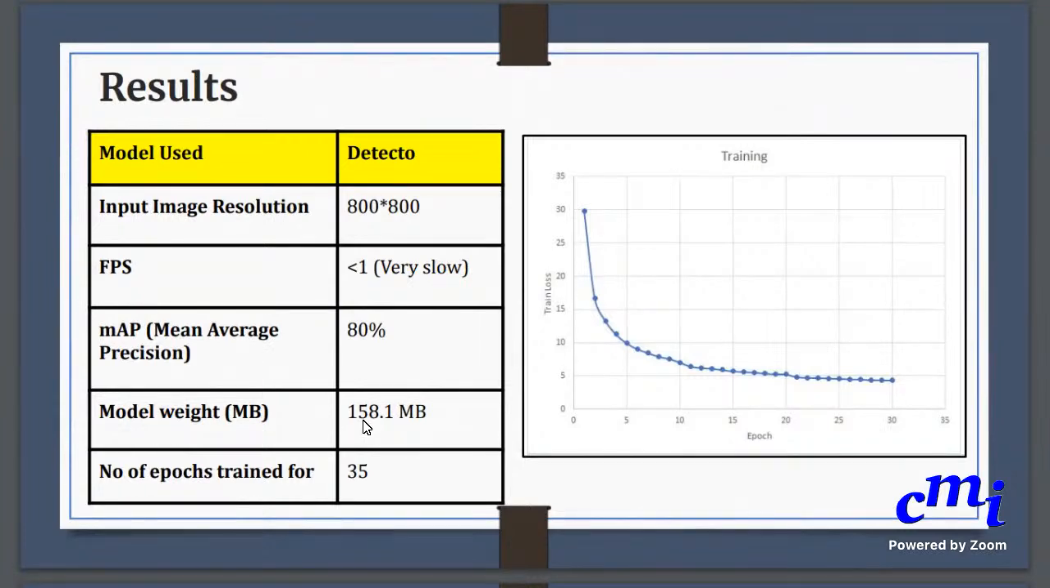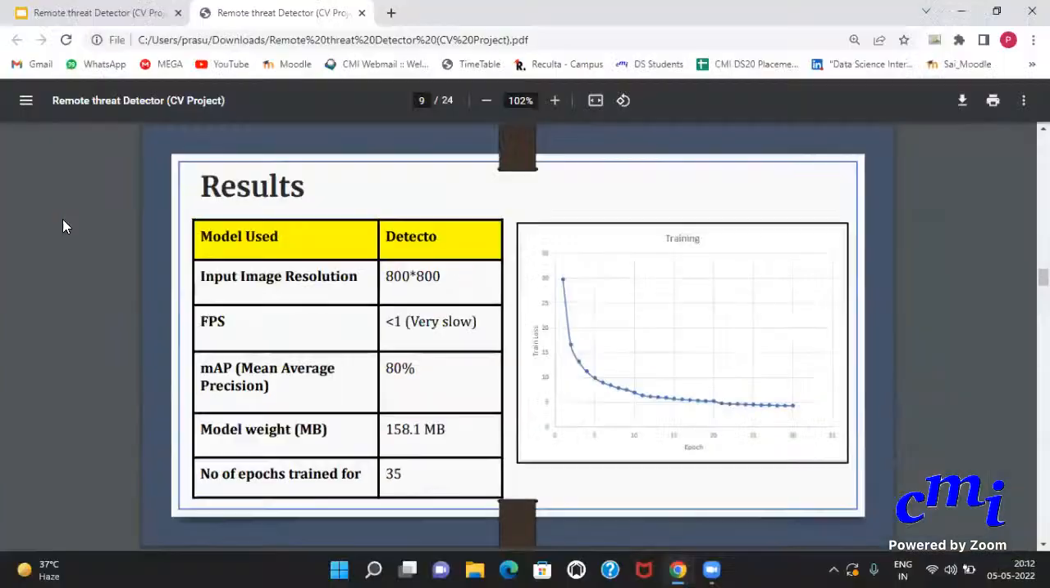You can see the model weight here is 158.1 MB and FPS is very low. FPS means frames per second. As you can see, it's less than one. So this model is actually not really scalable when it comes to real time, because the FPS is a very major issue. So I'll show you all these things.